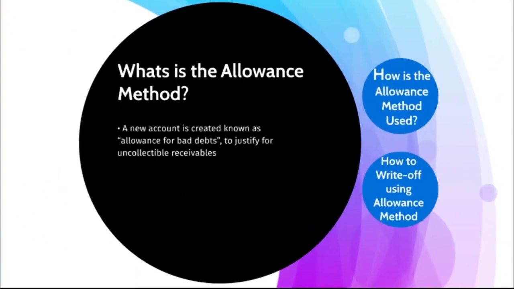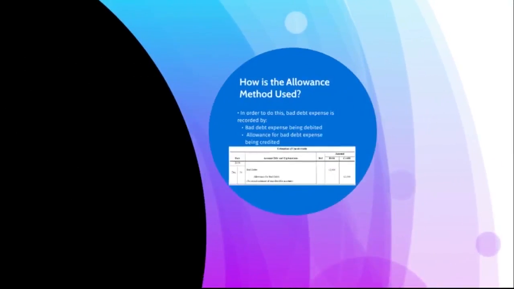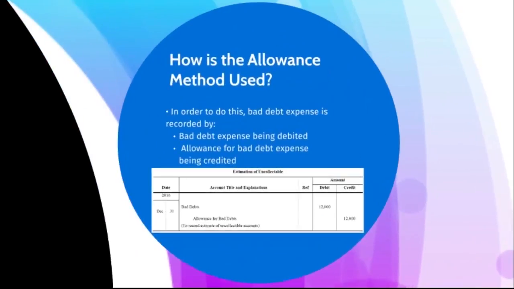Moving on to the allowance method. The allowance method is a new account that is created, known as allowance for bad debts, to account for uncollectible receivables. How the allowance method is used: in order to do this, bad debt expense is recorded by bad debts expense being debited and the allowance for bad debts being credited. This can be shown through the example, where $12,000 of bad debts is debited and $12,000 of allowance for bad debts is credited.